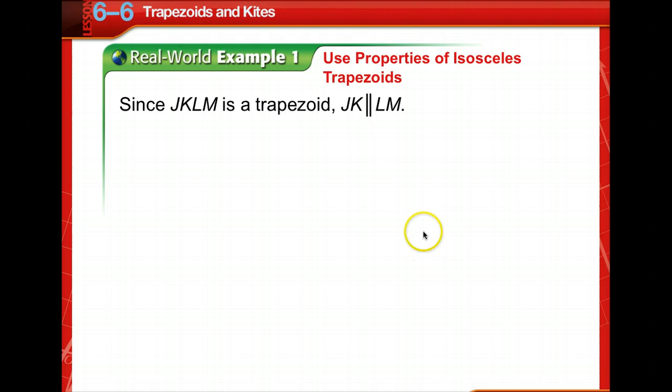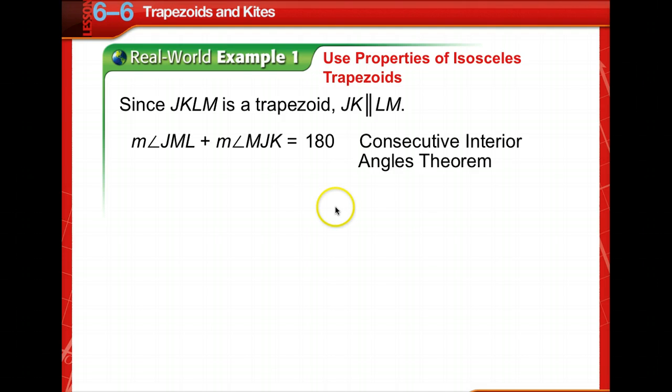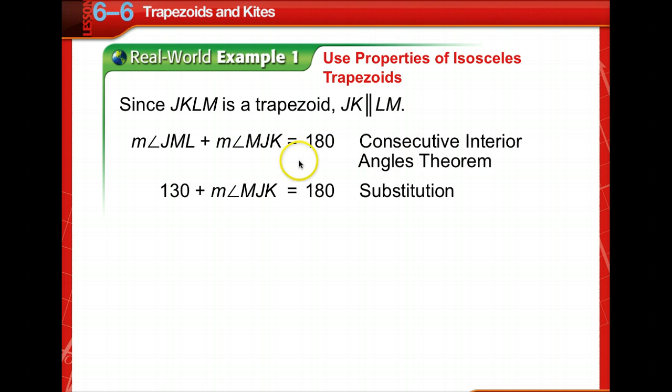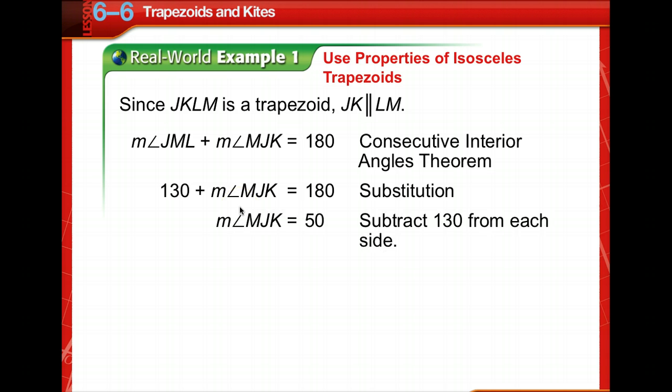Well, since JKLM is a trapezoid, we know that JK is parallel to LM. And so we can use the consecutive interior angles theorem because we know they're equal to 180, and we'll substitute in 130 for the measure of JML. We simply subtract 130 from both sides, so we know the measurement of angle MJK is equal to 50.